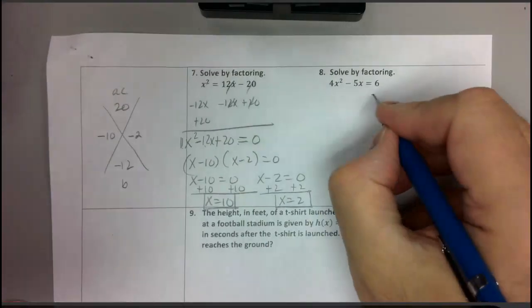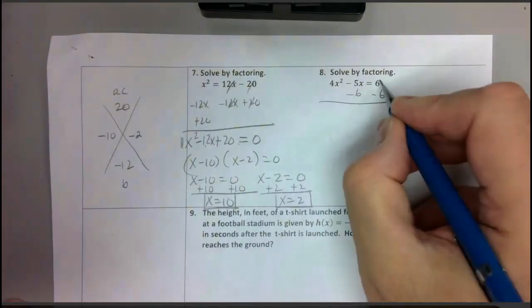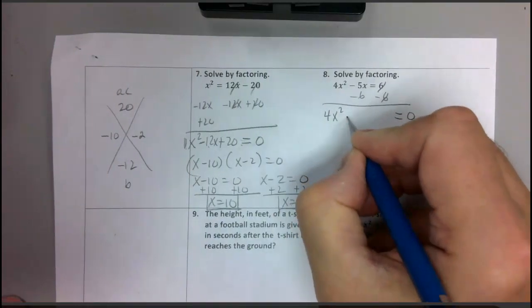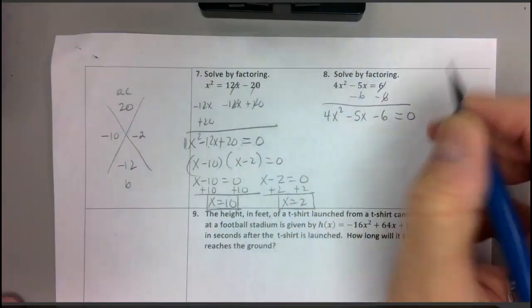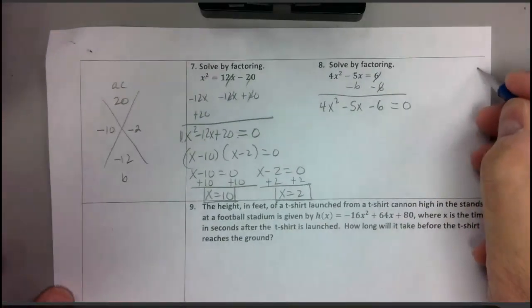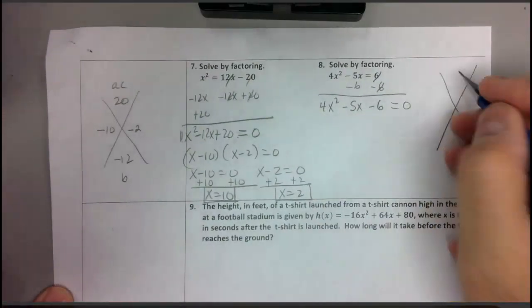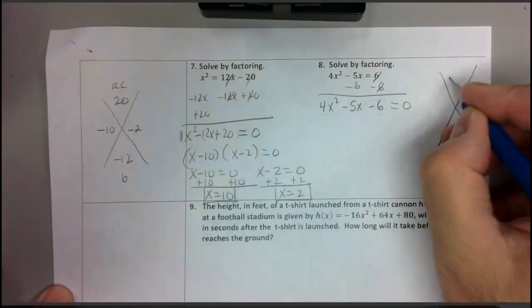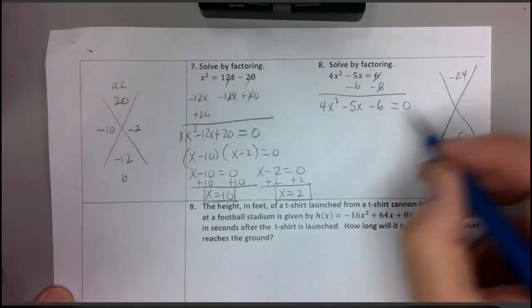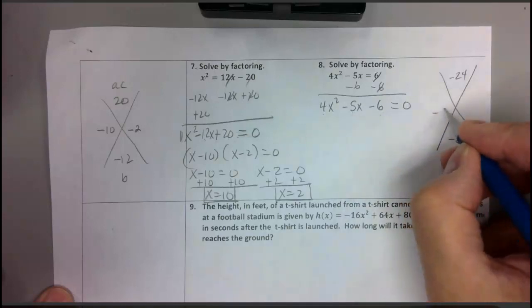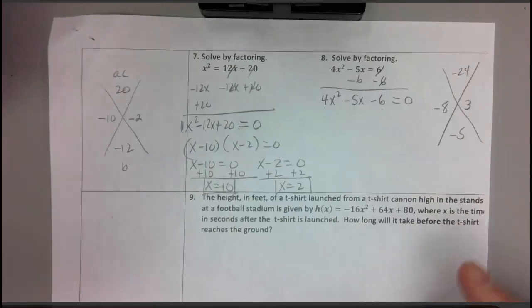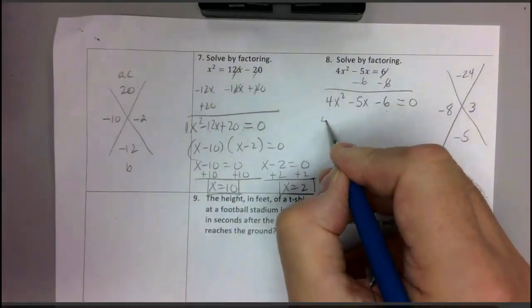This one here, I'm going to have to subtract 6. Cancel, cancel. So it's set equal to 0. So I have 4x squared minus 5x minus 6. This one I have to split the middle because the leading coefficient is greater than 1. So 4 times negative 6 is negative 24. And I need the factors of 24 that subtract to give me 5, so it would be negative 8 and positive 3. So let's go ahead and bring the outsides down.